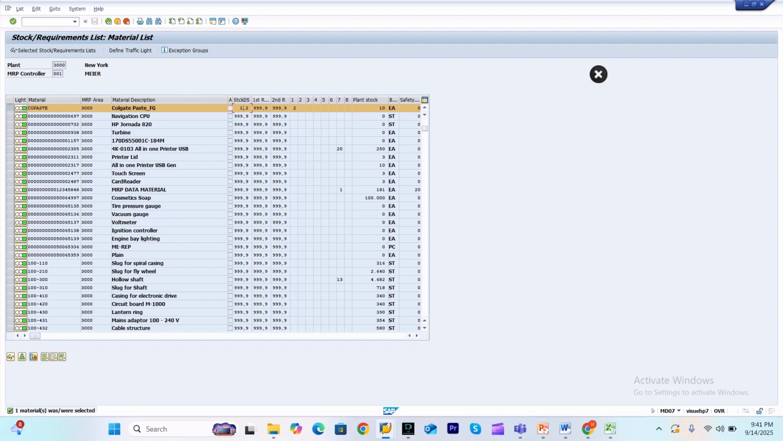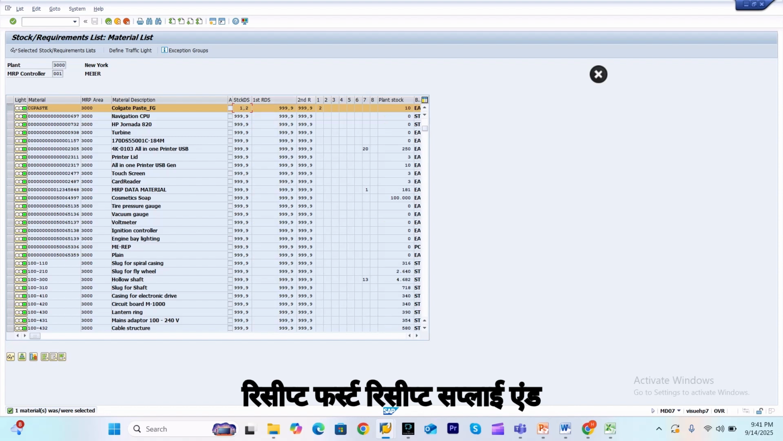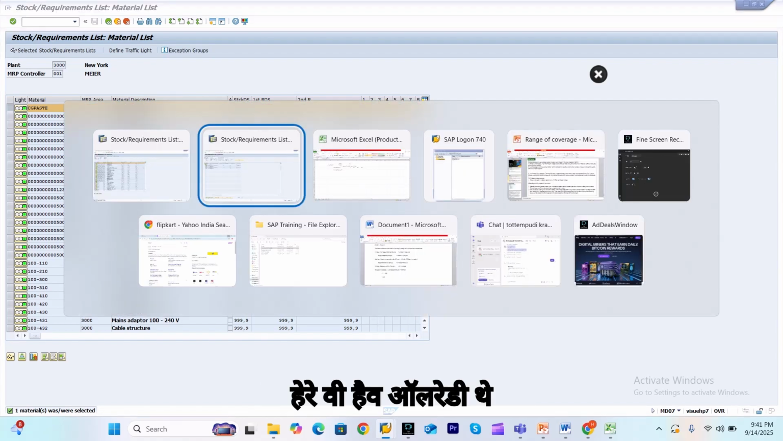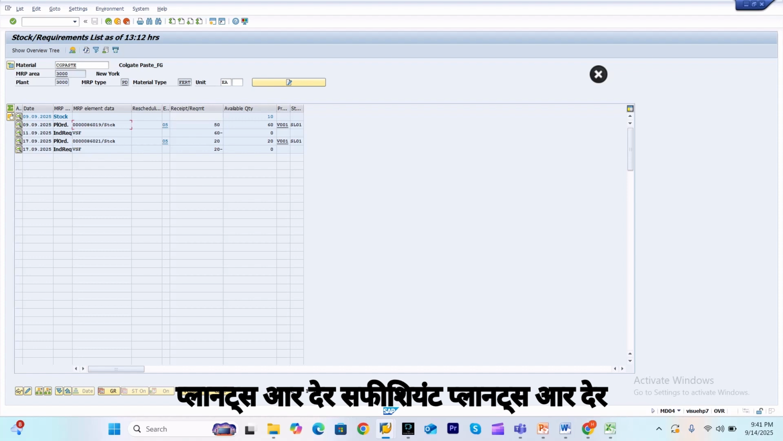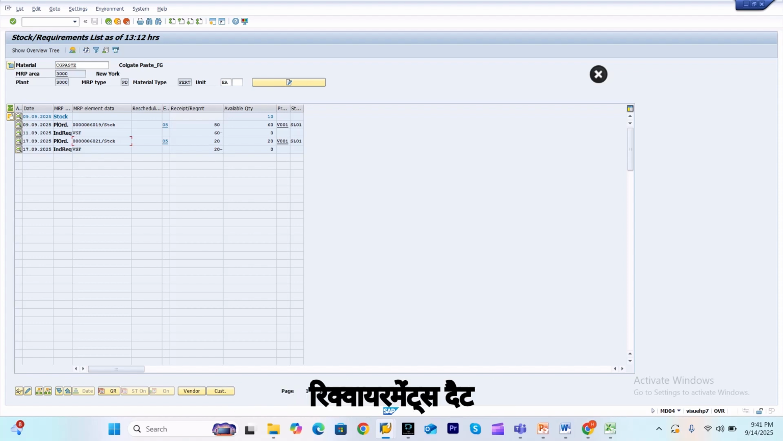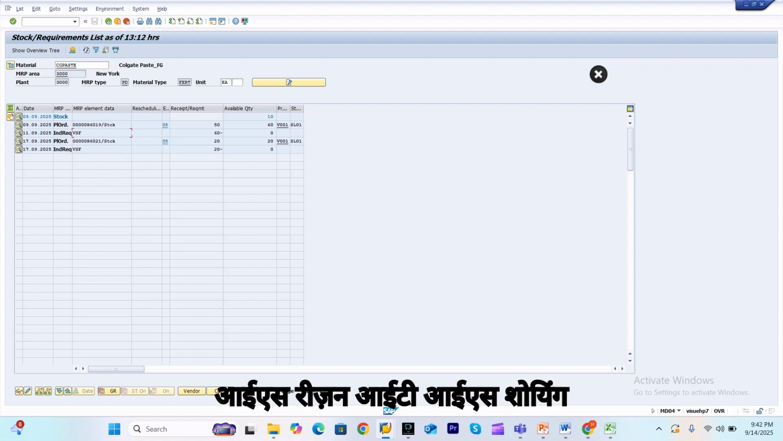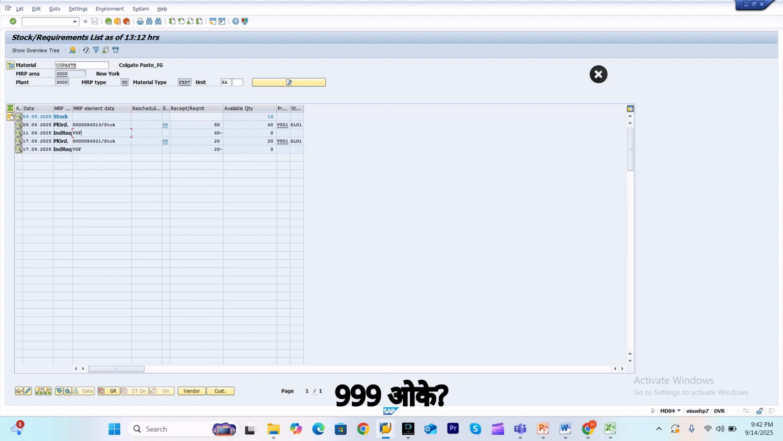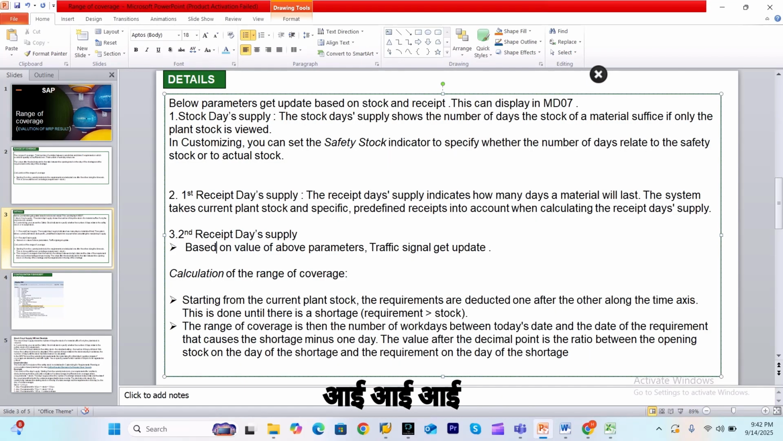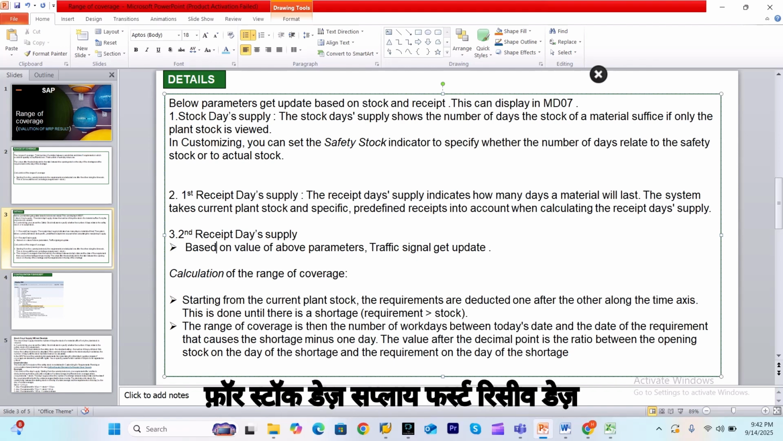Okay, now if you go to the first receipt supply and second receipt supply, here it is showing 999 and 999, because here we already have sufficient planners, and so it is addressing these requirements. That is the reason it is showing 9999. So I think I was able to explain the formula for stock days supply, first receipt days supply, and second receipt days supply.